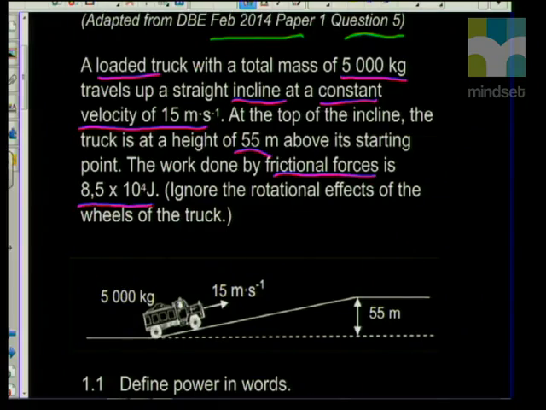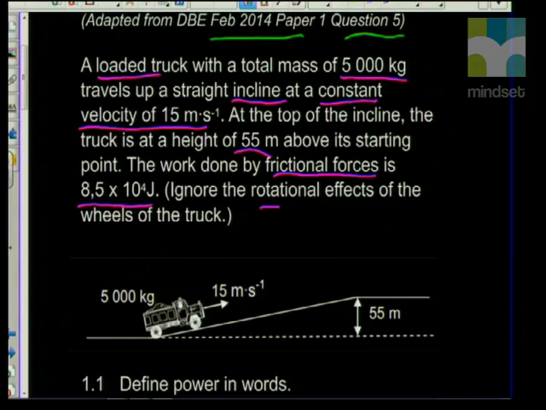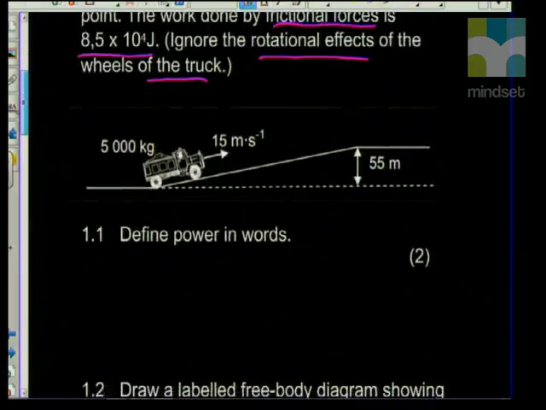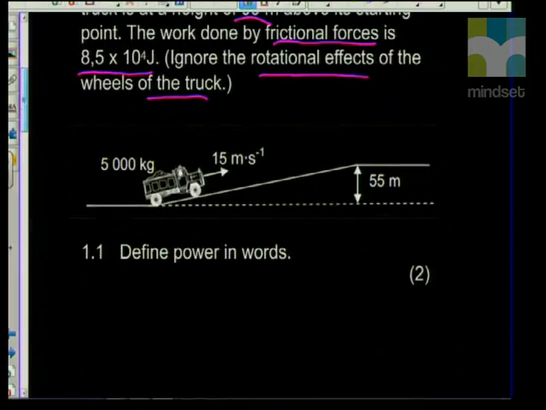Now remember that that work is non-conservative. It's negative work. It's going to be taking away from the total mechanical energy, and we'll need to apply that. We can ignore the rotational effects of the wheels of the truck. So when they say ignore, we're just going to ignore it totally. It might make a difference if we were doing the calculations, including the rotation. We don't have to cover that at grade 12 level.